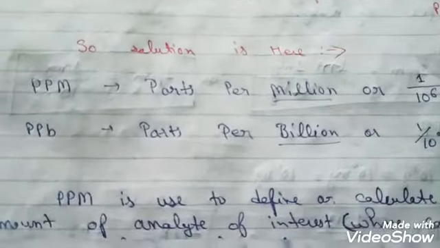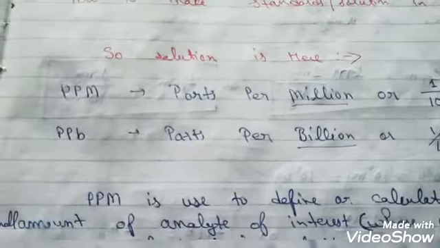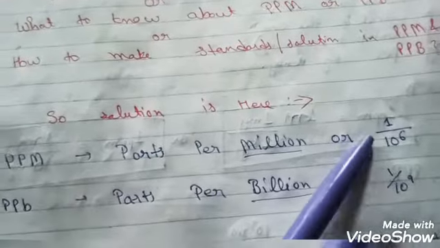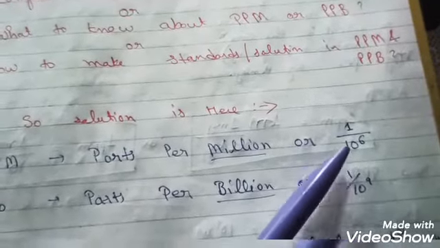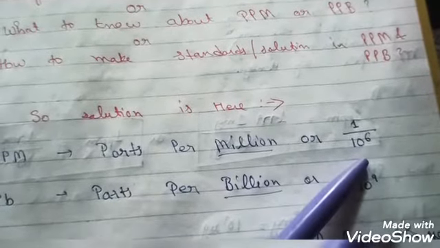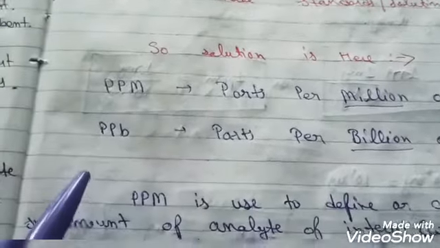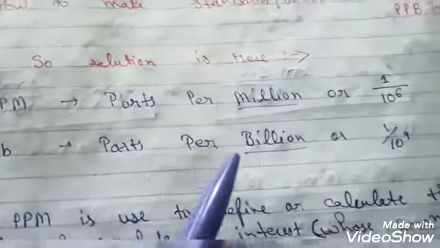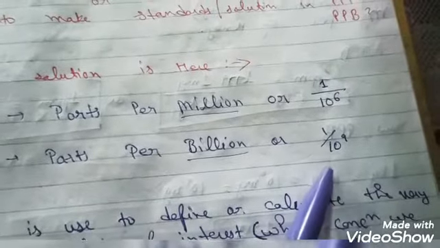What is ppm? Parts per million means 10 lakh. 1 by 10 raised to the power 6 means 1 part in 10 lakh. Now here is ppb, parts per billion, 1 by 10 raised to the power 9.